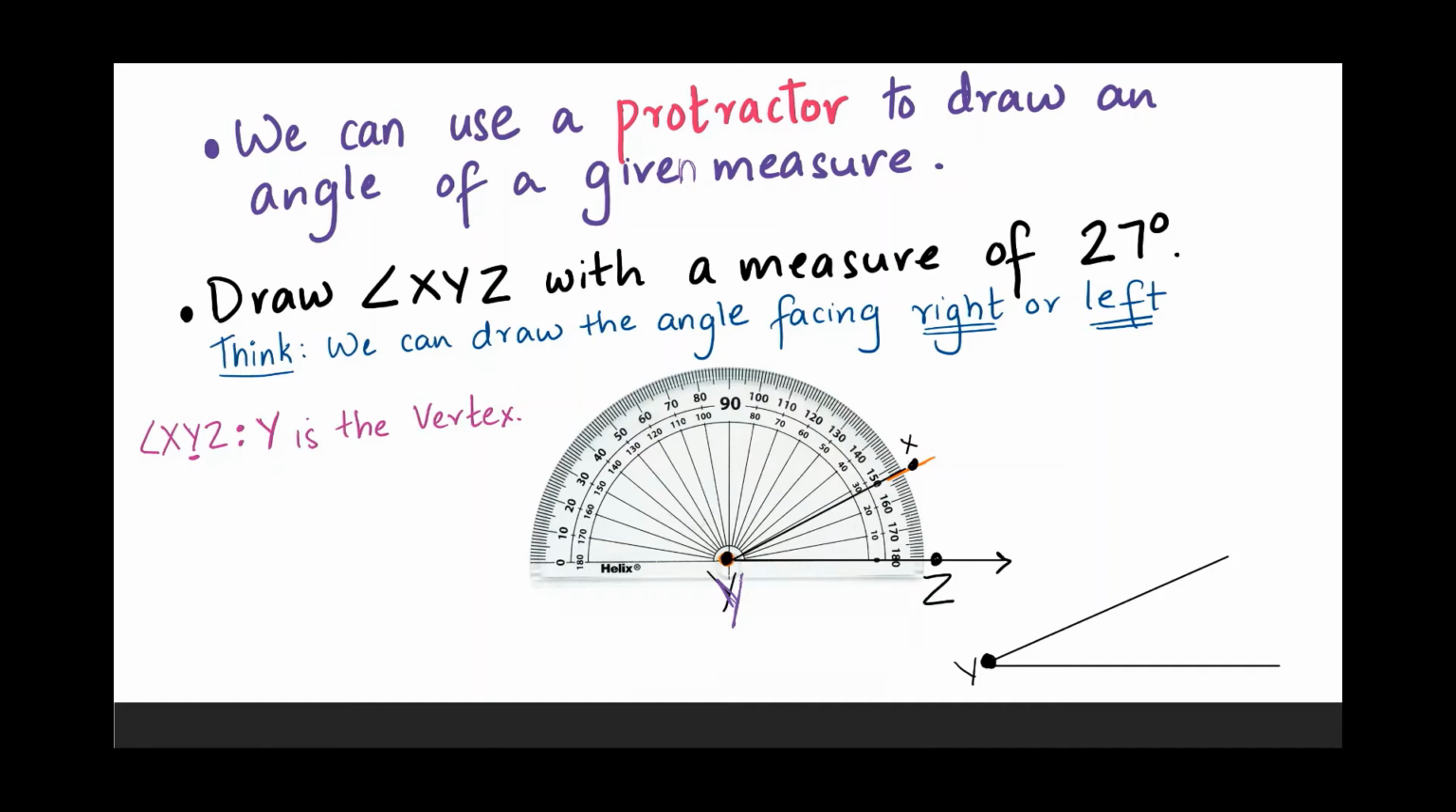What's the measurement? Can you tell me, girls, what's the measurement over here? This is 27 degrees, right? Because the angle is opening towards the right side. So it's an acute angle. So this is how you draw an angle with a measure of 27 degrees.